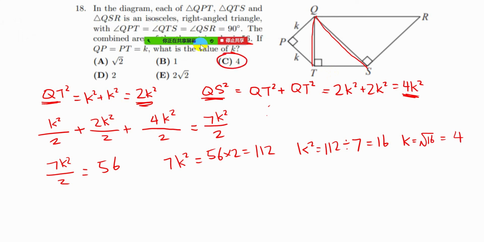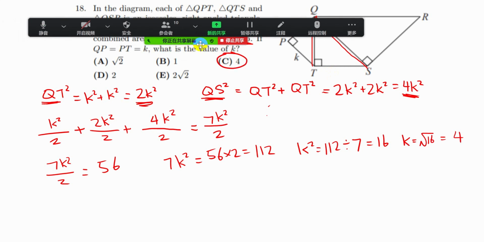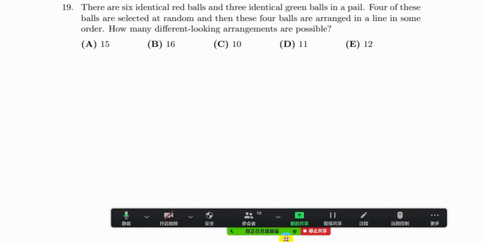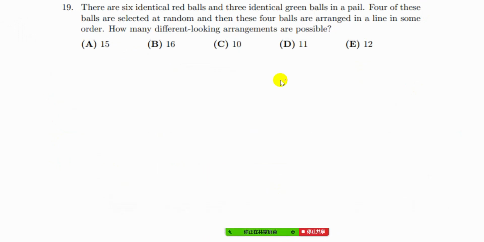Number 19. There are 6 identical red balls and 3 identical green balls in a pail. 4 of these balls are selected at random, and then these 4 balls are arranged in a line in some order. How many different looking arrangements are possible?